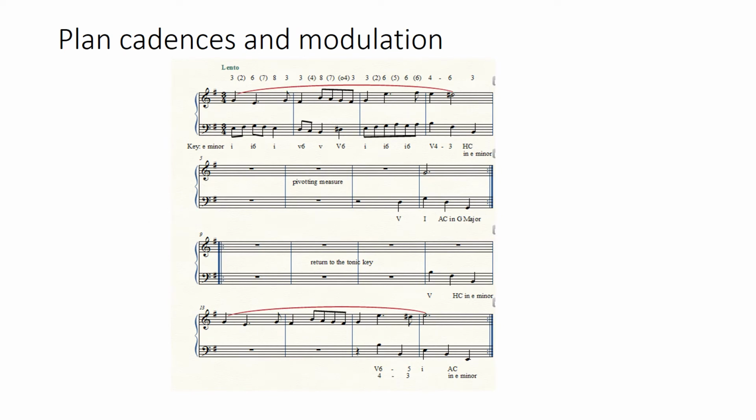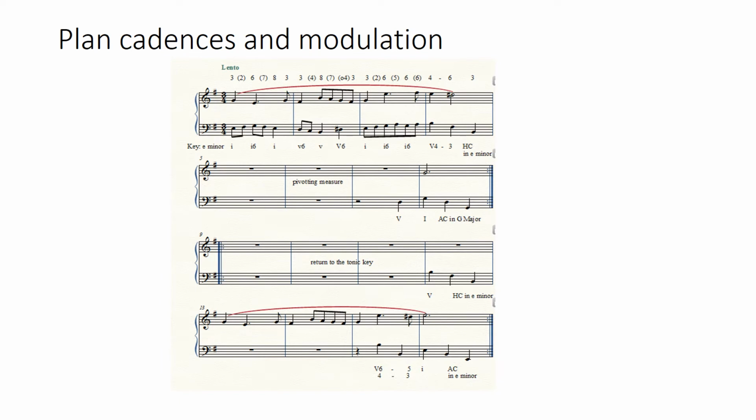And now we need to make a plan. Our cadences need to reflect our modulation. So at the end of the A section, we should have an authentic cadence in G major. And I have written in the logical bass line for this. And in measure 8, we should have a full bar of G.